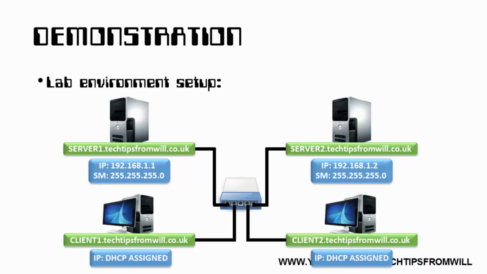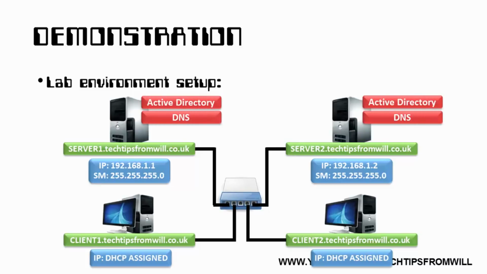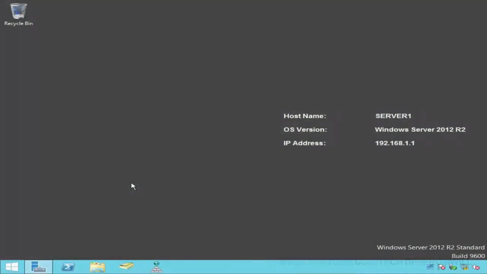Since DHCP Failover is most commonly used in a domain infrastructure, I have already installed the Active Directory and DNS roles onto both of my servers. I have also promoted both servers to domain controllers and added both clients to the domain, which is named techtipsfromwill.co.uk. I will start the lab by installing the DHCP server role onto both servers. I will then create a scope and configure a failover relationship. Without further ado, I will now change over to my Server 1 computer.